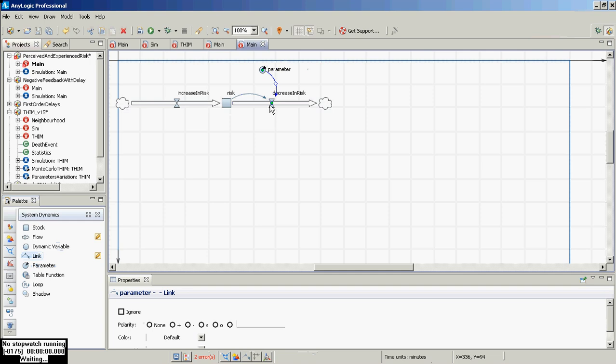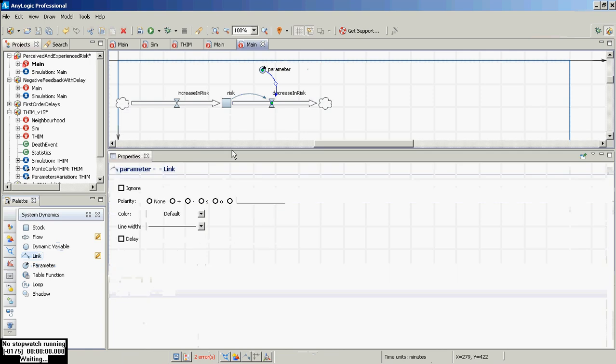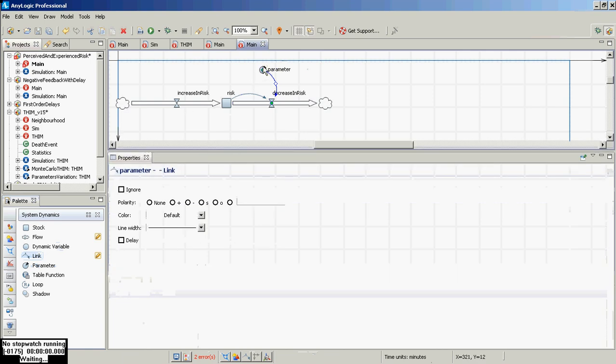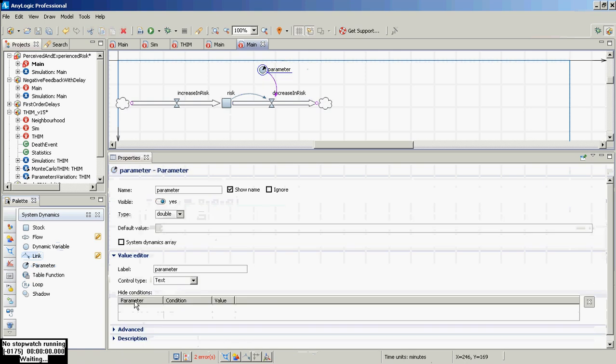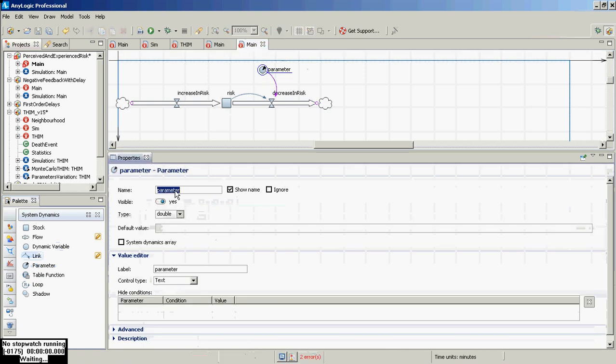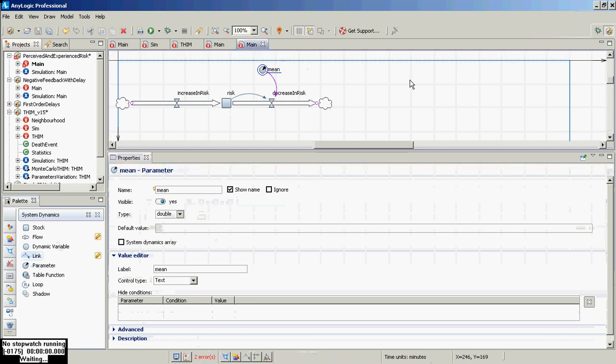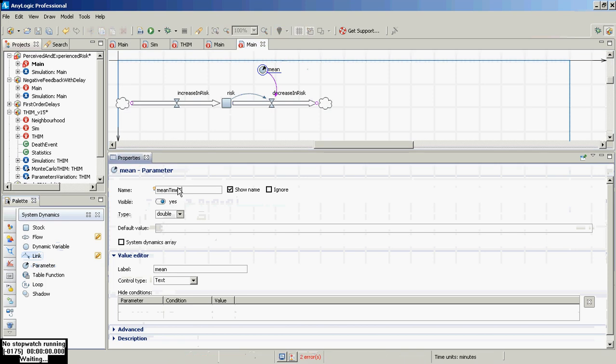Okay, well, let's make the parameter, so this is an example of bad naming. Parameter is almost the worst name you could choose in the world for that. So what I'm going to call it instead is something like mean time till risk change, or time to adjust risk. So suppose this is a mean time to adjust risk. What's the formula here?